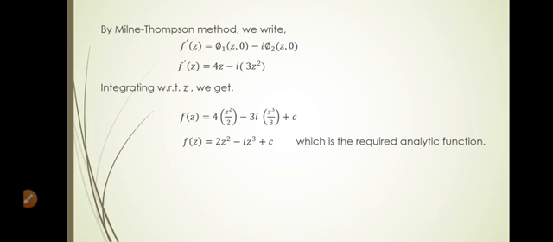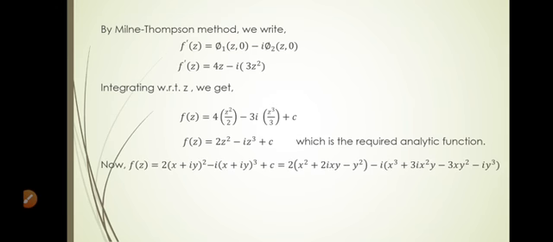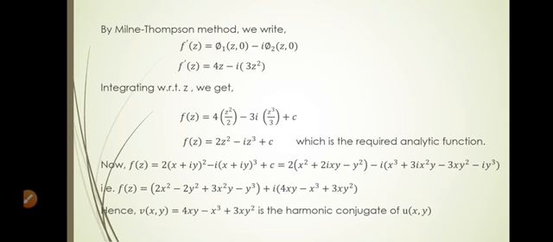So for that, in this result of f of z, replace z by x plus iy and perform the required calculations, that is, the square expansion of x plus iy and the cube expansion of x plus iy. Simplify and collect the real terms and imaginary terms separately. So with this we get the harmonic conjugate of the given function u as the v function, that is, the imaginary part of this f of z, as 4xy minus x cube plus 3xy square. So this is the harmonic conjugate of the given u function.